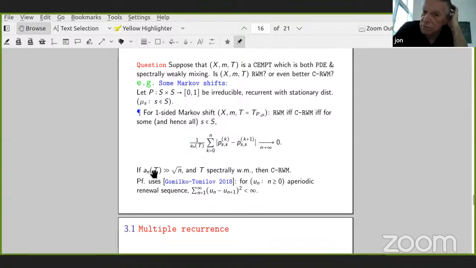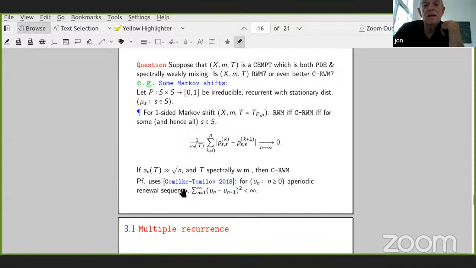In a certain case, if the return sequence of the Markov chain is big, so a_n is the partial sums of these P_SS^k, if this is bigger than some constant times root n, and T is spectrally weakly mixing, in other words, this renewal sequence is aperiodic, then T will be conditionally rationally weakly mixing.